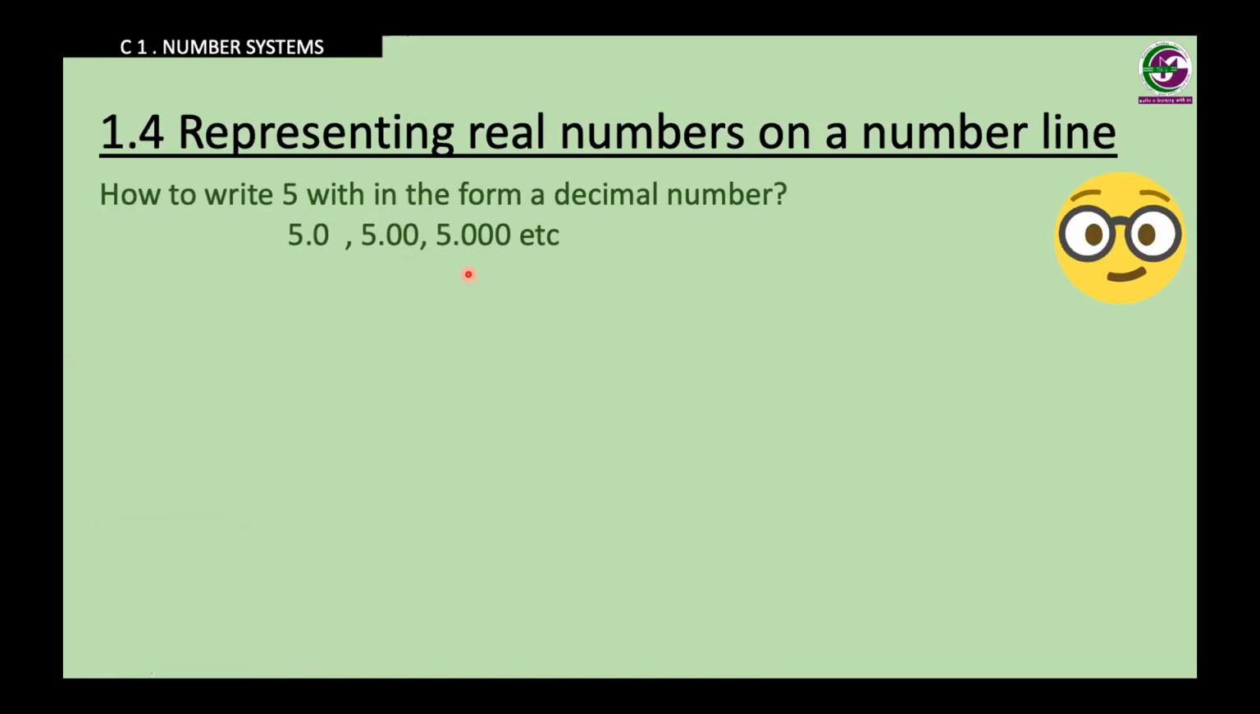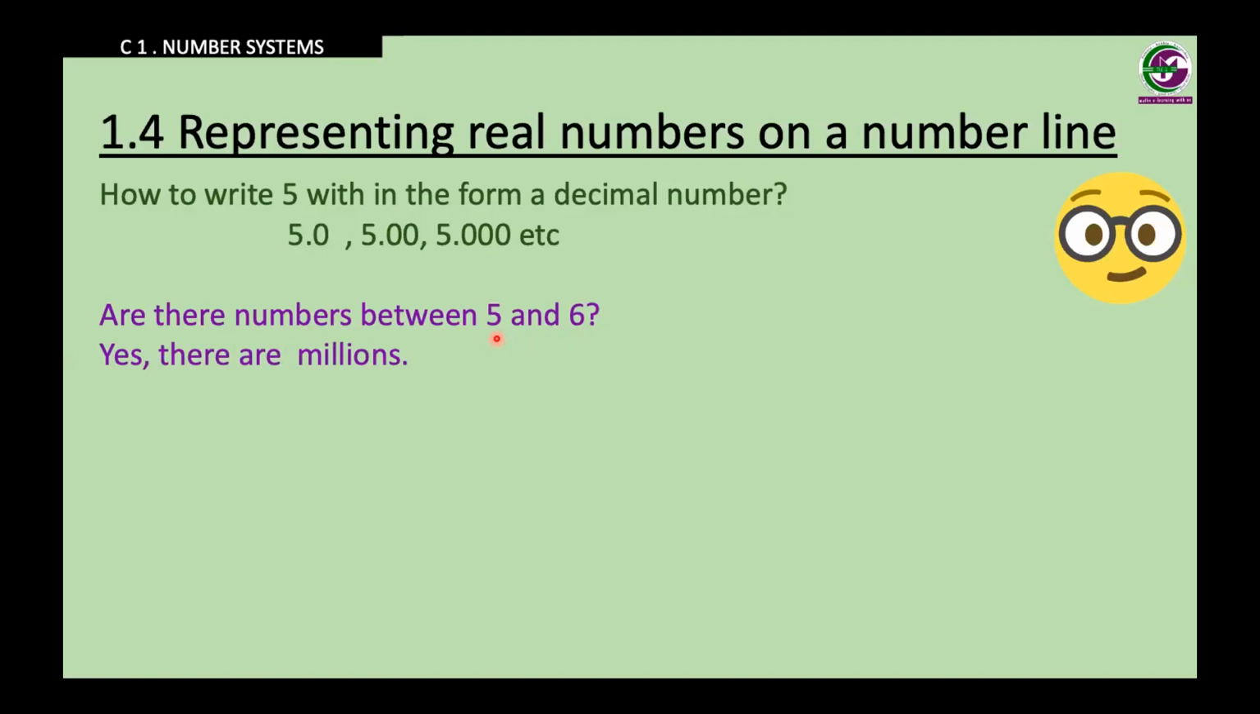Now my question is, are there any numbers between 5 and 6? As a whole number or natural number, there is nothing. But you can find an infinite number of numbers in between 5 and 6. Millions of numbers are there in between 5 and 6. And what are they? How do we find them? That's what we are going to look at now.